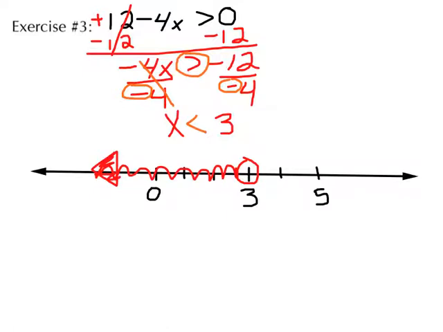Starting from the left-hand side, working to my right, I'm going to start off with negative infinity, parenthesis, comma, 3, open parenthesis. Remembering that the open dot tells me parenthesis. The shaded arrow tells me parenthesis at negative infinity.